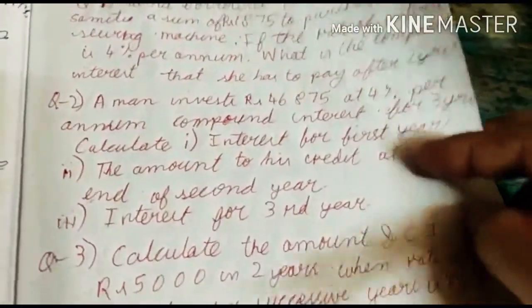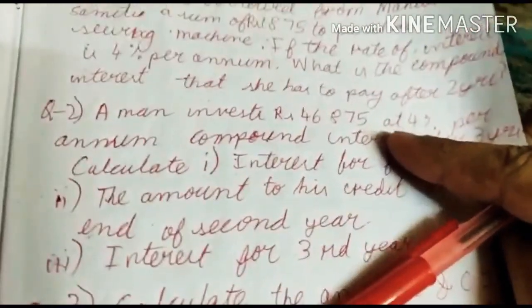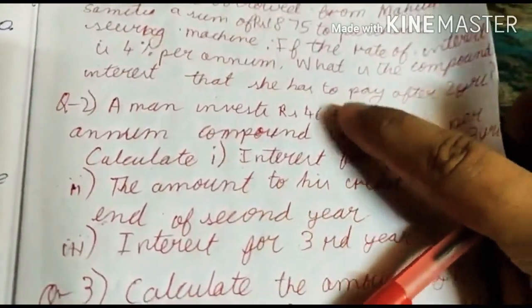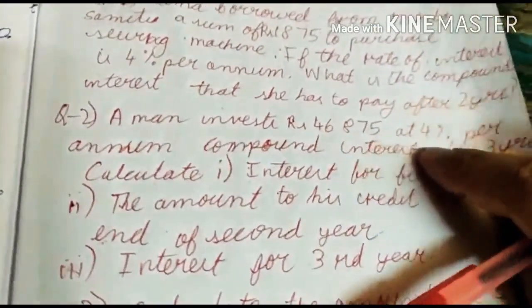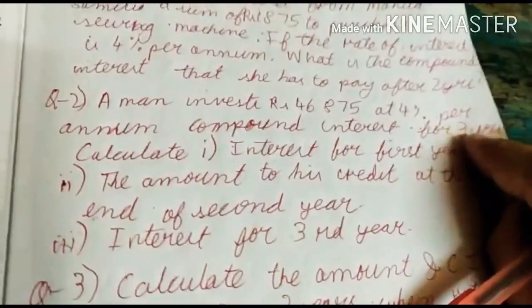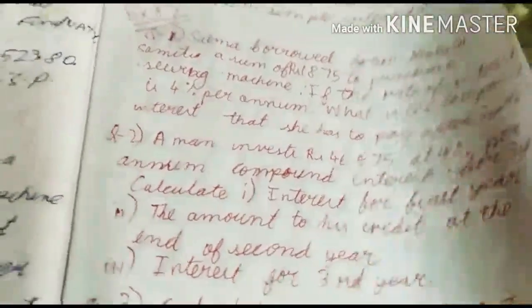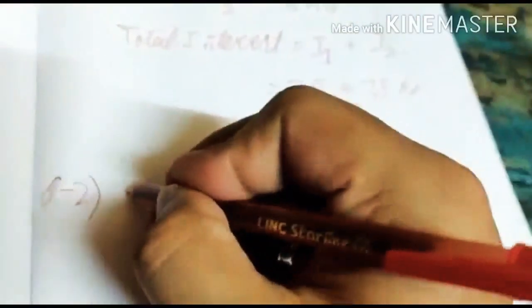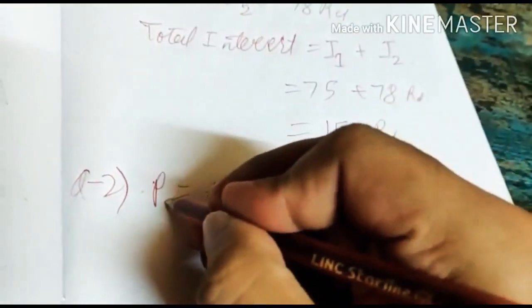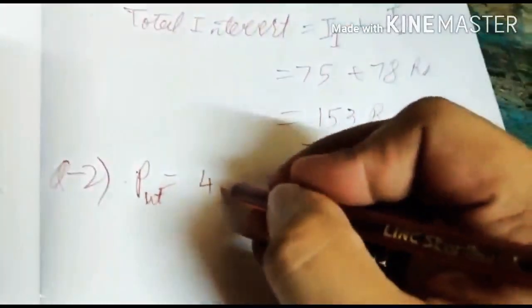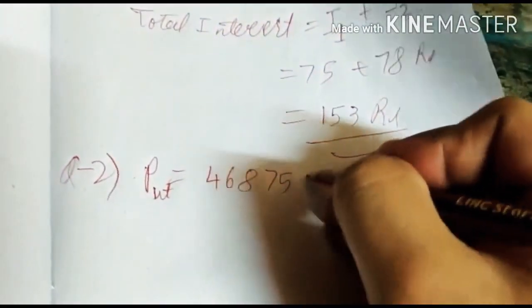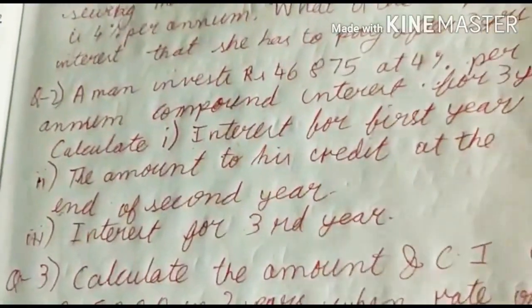Our next question here is: a man invests rupees 46,875 at 4%. Invest means this is the principal. Rate here is 4%. Time here is 3 years. We have to first calculate interest for the first year. So we will start with the question. Principal for the first year will be 46,875 rupees. Time is 3 and rate is 4.